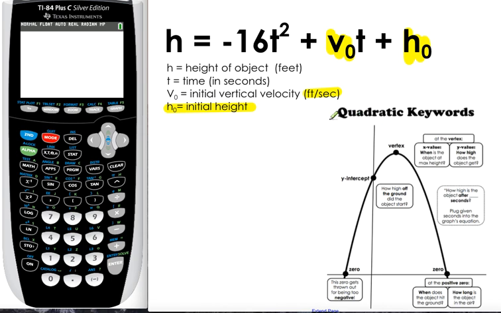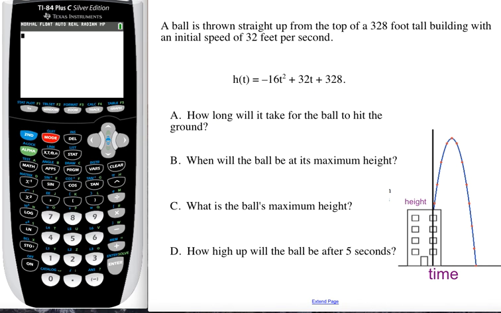Remember in your packet, I gave you this nice image here, quadratic keywords, where if you're looking for something like how high off the ground did the object start, you know then that's a question of the y-intercept. So if you're unsure of what you're looking for, this resource could be really helpful. Let's do an actual example together here.